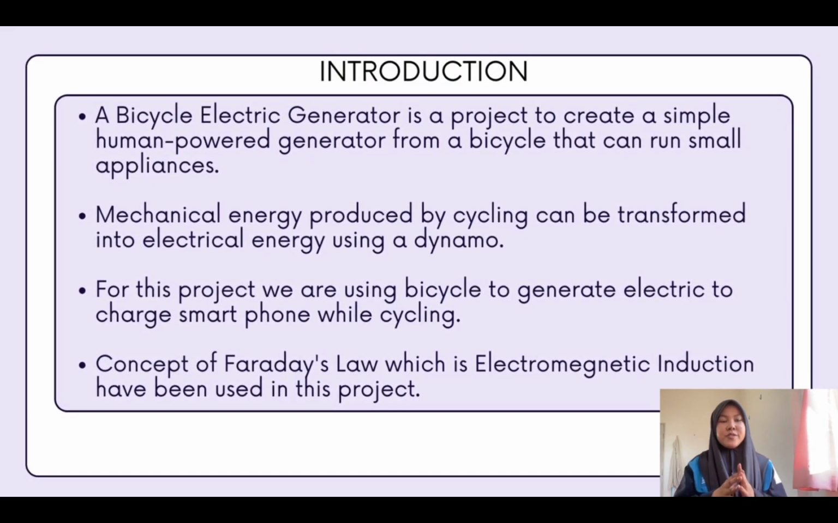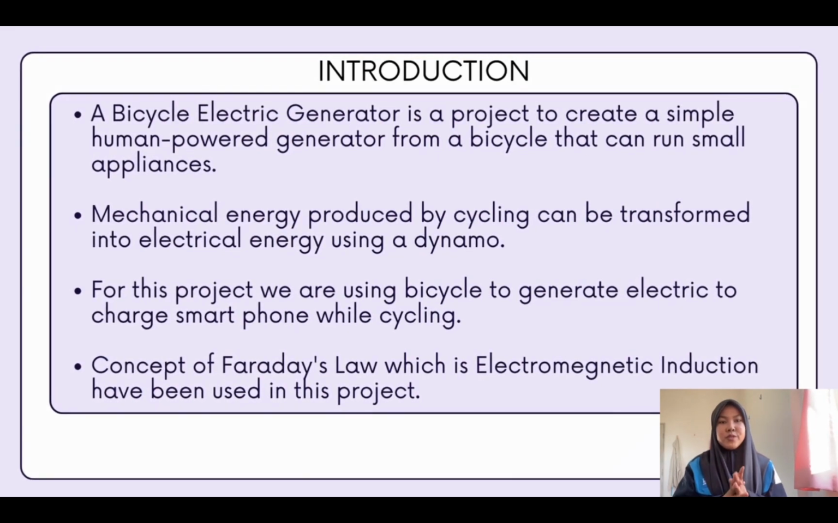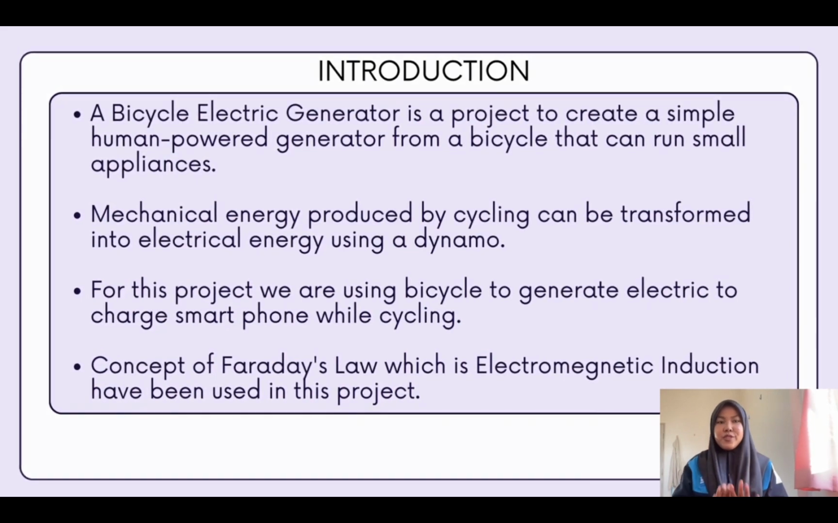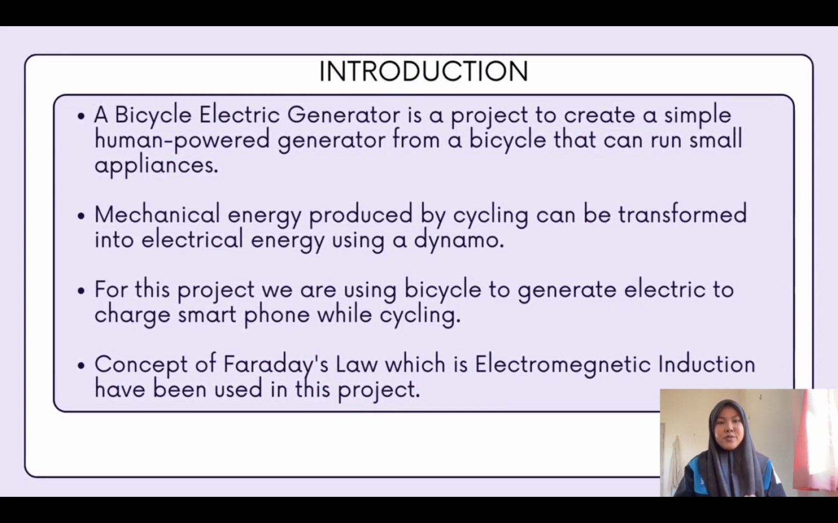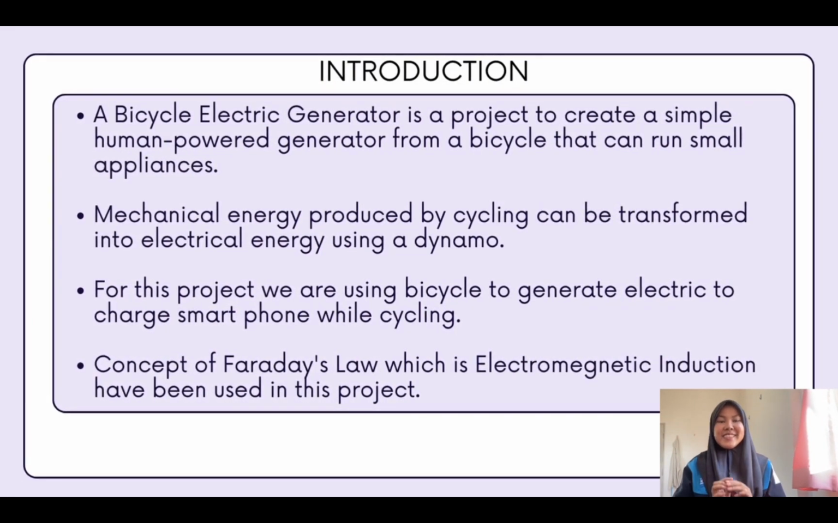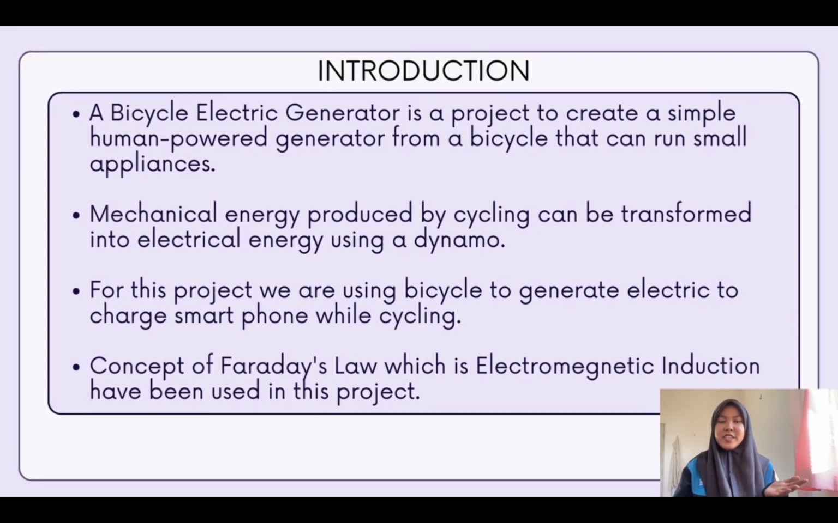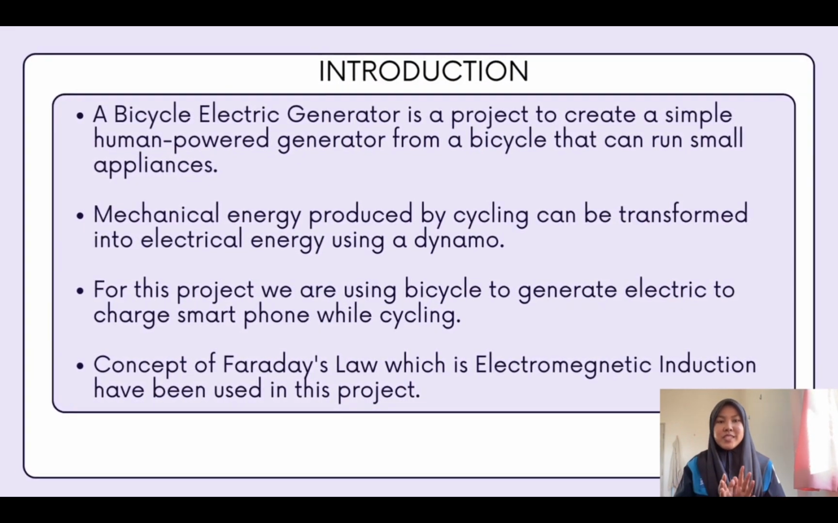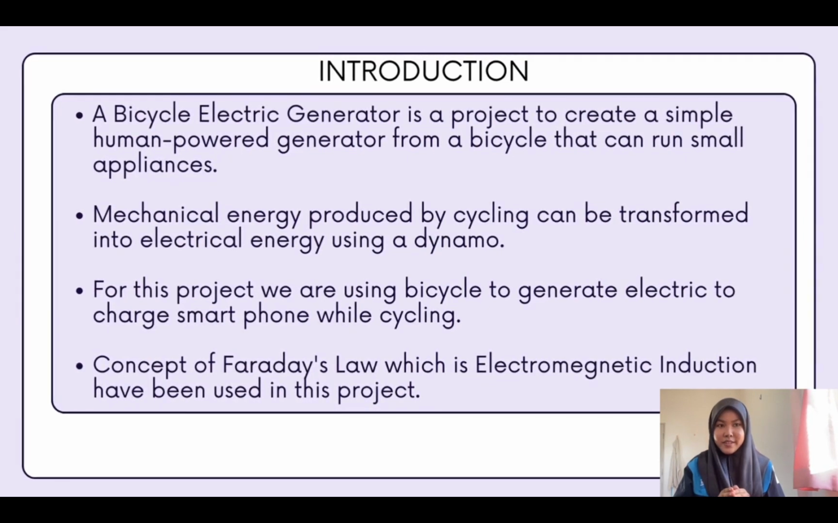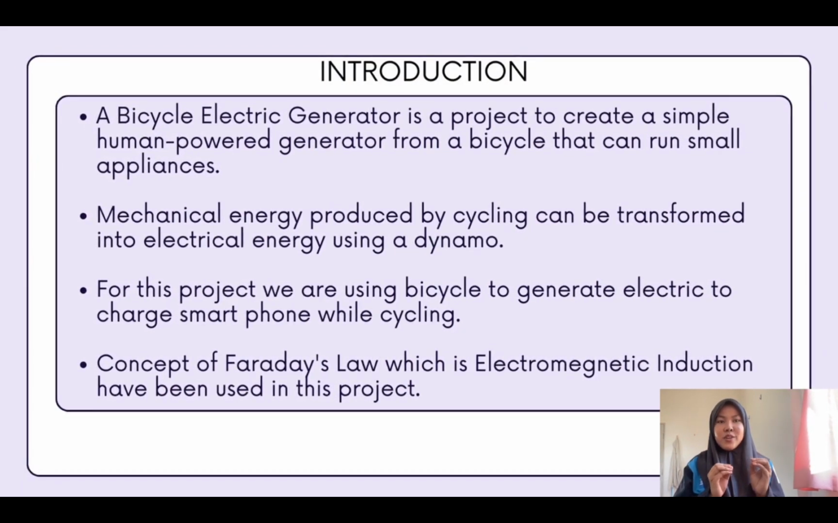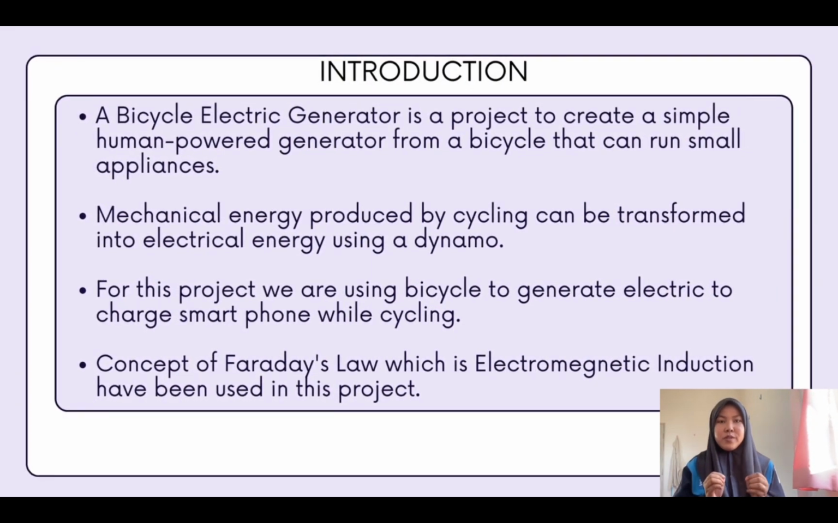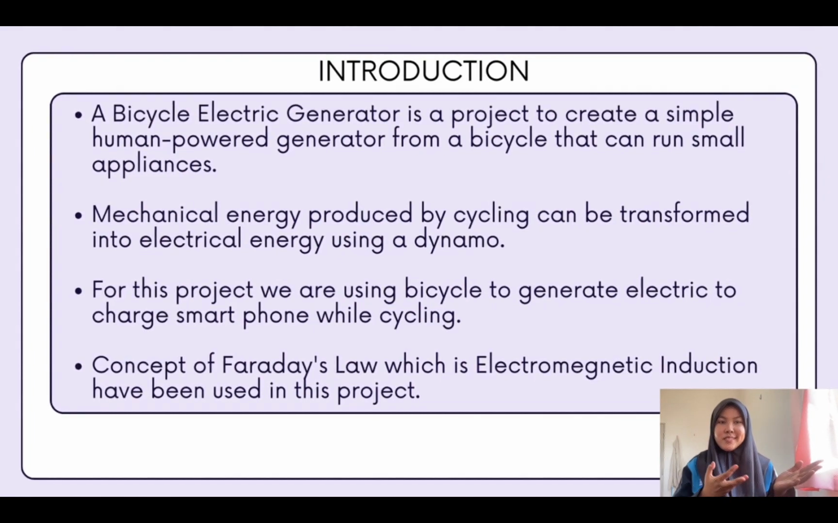Mechanical energy produced by cycling can be transformed into electrical energy by using a dynamo or DC motor. For this project, we are using a bicycle to generate electricity to charge smartphones while cycling. The generator converts mechanical energy into electrical energy, which is then converted from direct current (DC) to alternating current (AC) by means of a converter and an inverter, to use a light bulb or power small appliances such as smartphones.